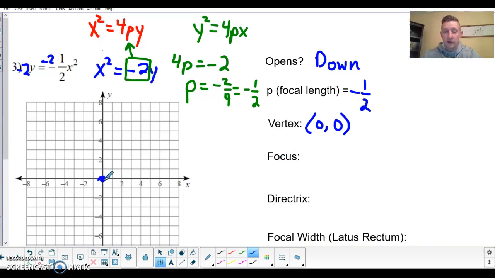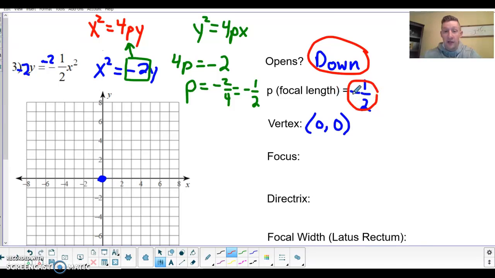Now, to find the focus, which is the next important point I need to locate. The focus is p units away from the vertex. So here's where these two things, having the direction that it opens and p, the focal length, are very important. I'm going to go from the vertex down a half a unit. So from here, I'm going to go down 1/2.